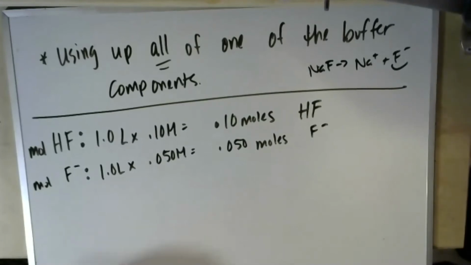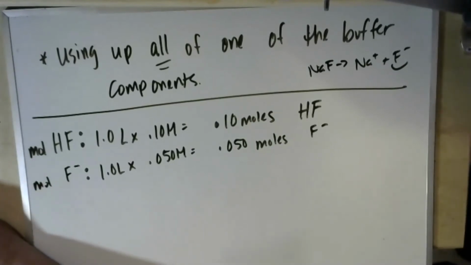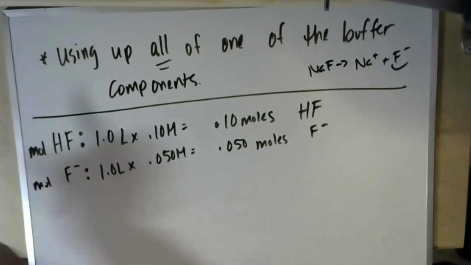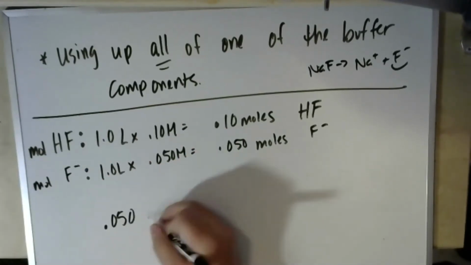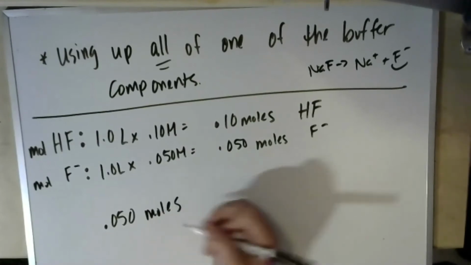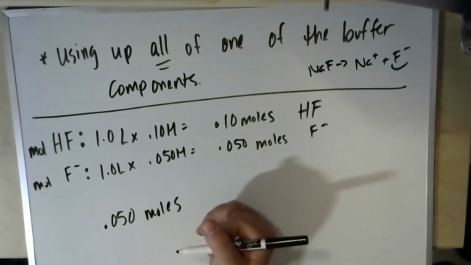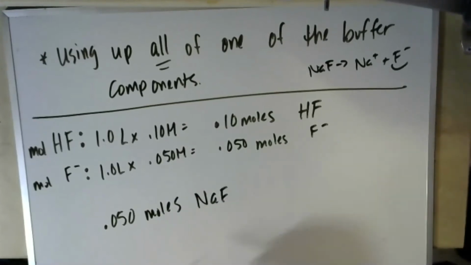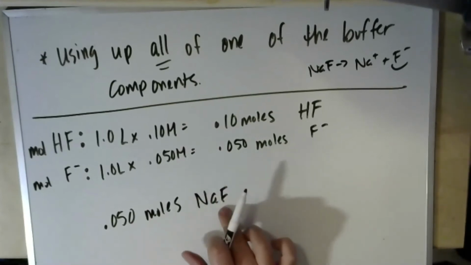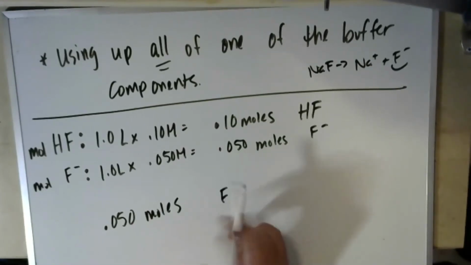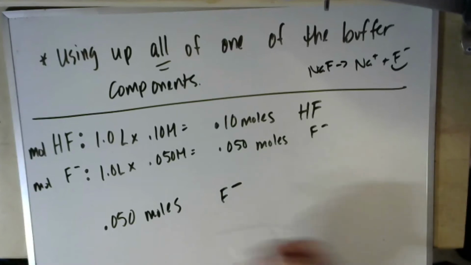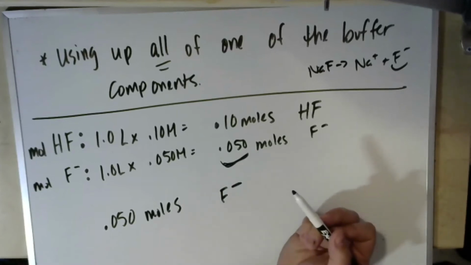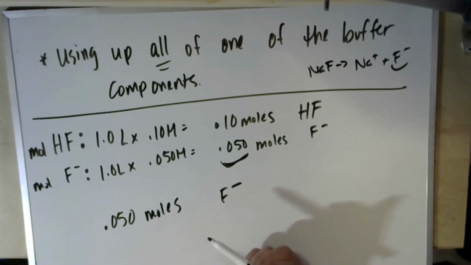So I have to look at the choices that they gave me in this question and see which one of them is going to destroy my buffer when I add to it. If I add 0.050 moles of NaF, let's start with the NaF. NaF is the same thing as me adding 0.050 moles of F minus. I'm adding more F minus in this case, so that's not going to destroy my buffer.